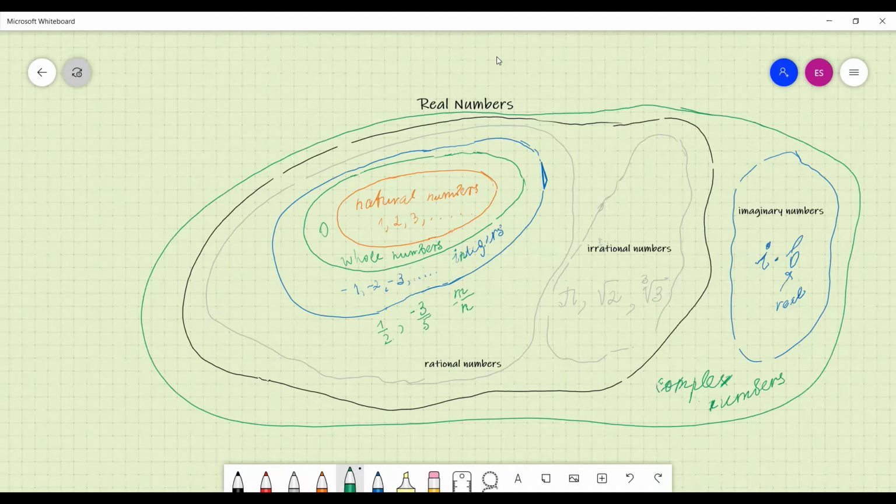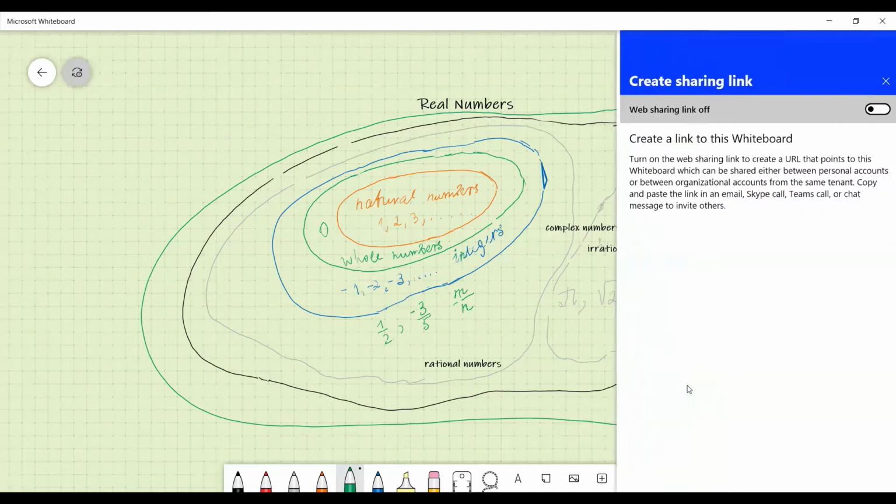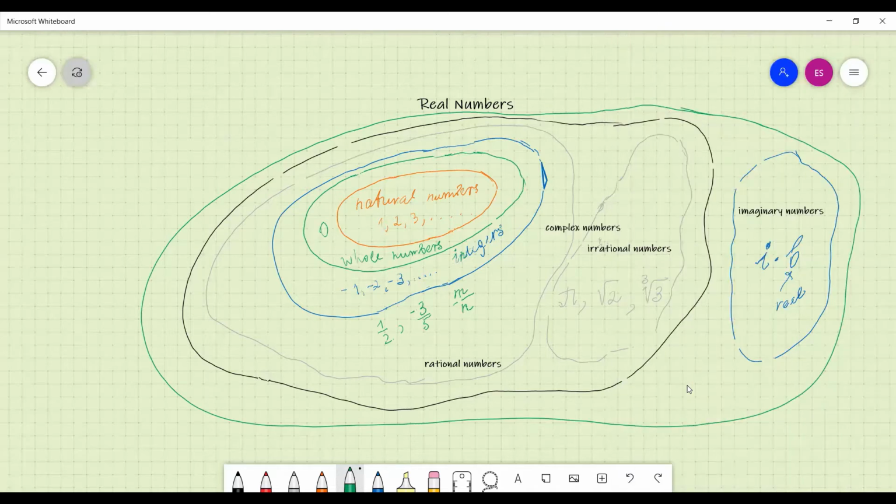It's also a complex number. Let me write down complex numbers better. Okay, let me erase these complex numbers and do the text here. Complex numbers. Okay, good. Oh, no, so sorry, I want to set it over here. Complex numbers.